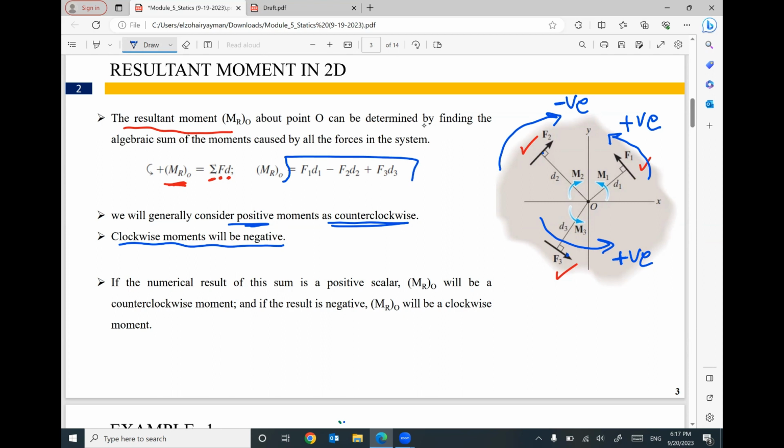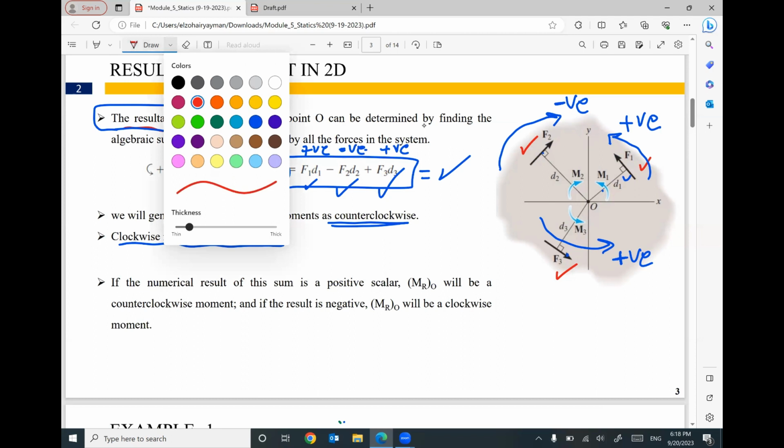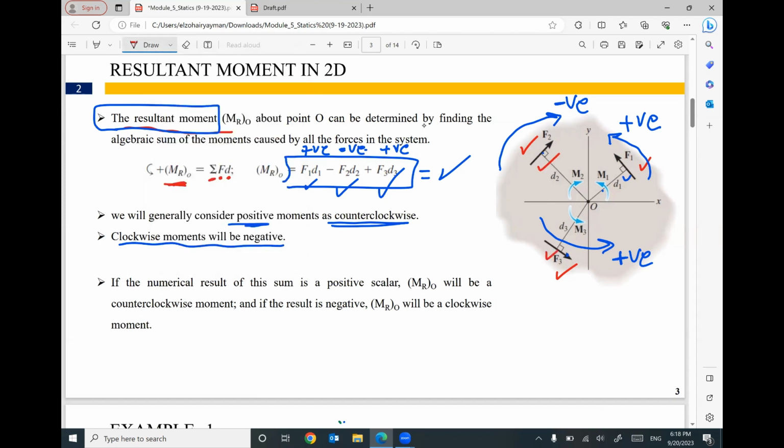So the resultant moment will be something like this: F1 times D1, F2 times D2, F3 times D3. The counterclockwise will be positive and the clockwise will be negative. So the final answer will be called the resultant moment. This is the case if you have many forces. But keep in your mind, your force and your distance must be perpendicular.